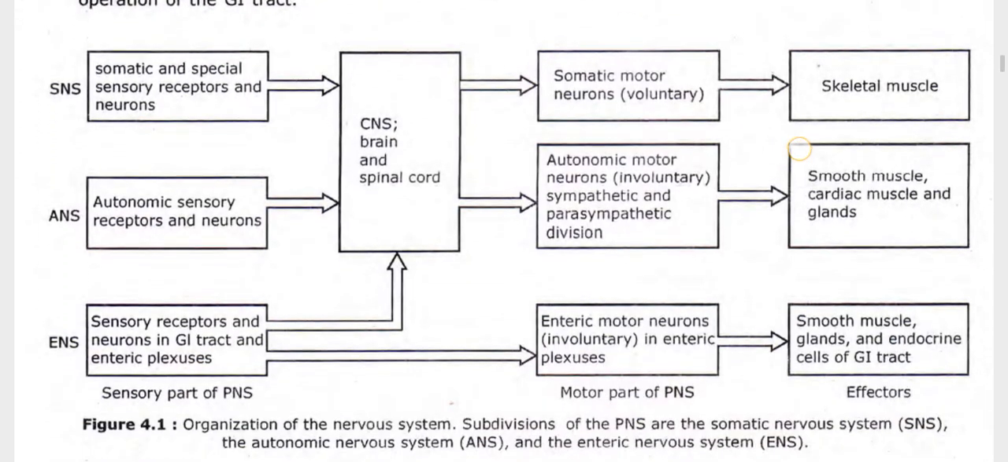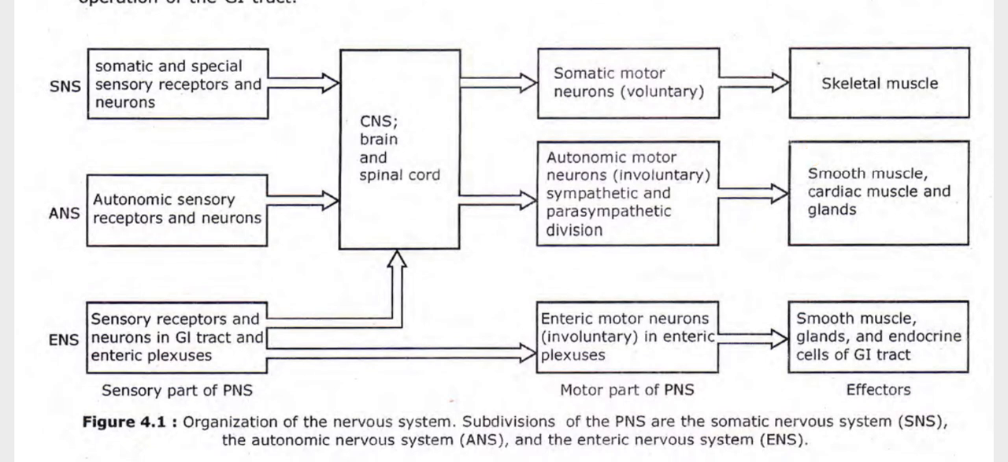So here we could see a picture which depicts organization of the nervous system. Subdivisions of the peripheral nervous system are the somatic nervous system, autonomic nervous system and enteric nervous system. So SNS or somatic and special sensory receptors and neurons, CNS, brain and spinal cord, then autonomic sensory receptors and neurons, sensory receptors and neurons in GI tract and enteric plexus.